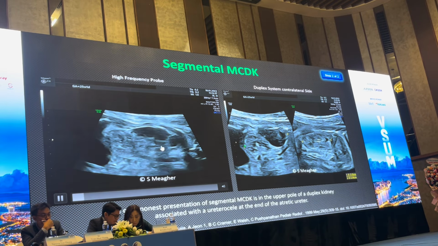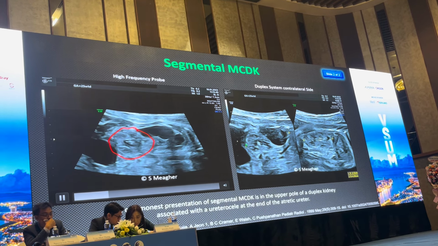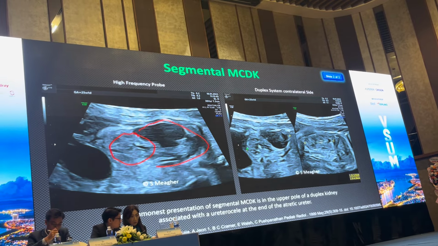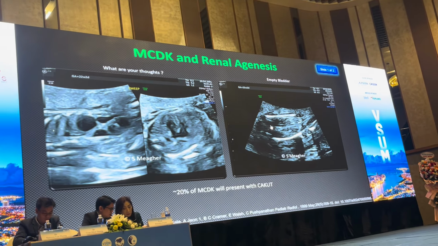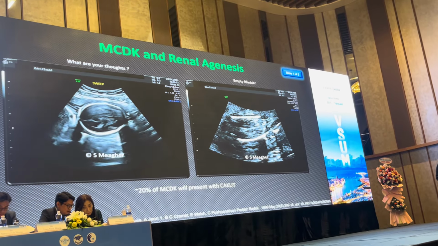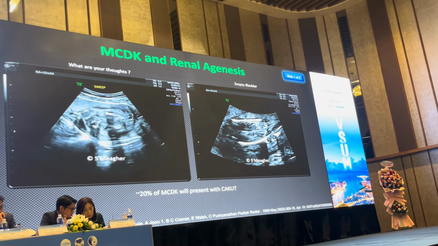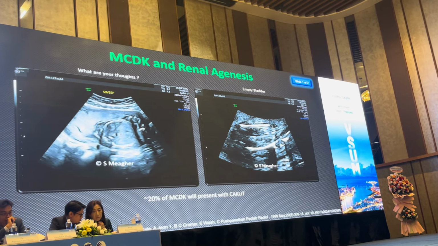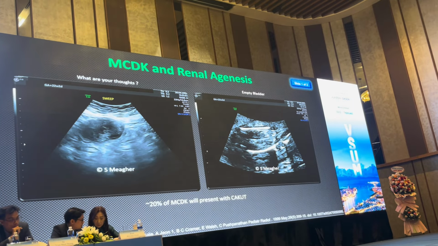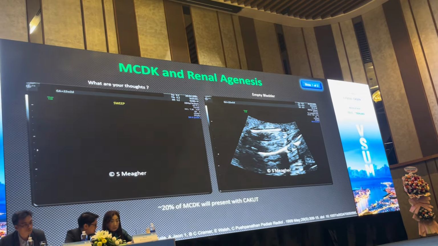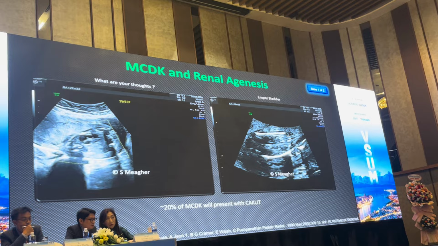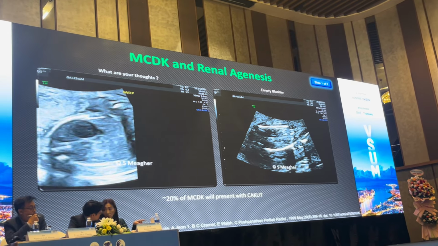So this is looking with a high frequency probe. You can see the completely normal renal tissue in the lower moiety and the cystic change in the upper moiety in a duplex system. You may also see multicystic dysplastic kidney on one side in a fetus where you see very little liquor surrounding the fetus. The heart looks enlarged, there's MCDK on one side, but it is not a case of bilateral multicystic dysplastic kidney, but rather a case of unilateral multicystic dysplastic kidney, and on the contralateral side, there is renal agenesis.